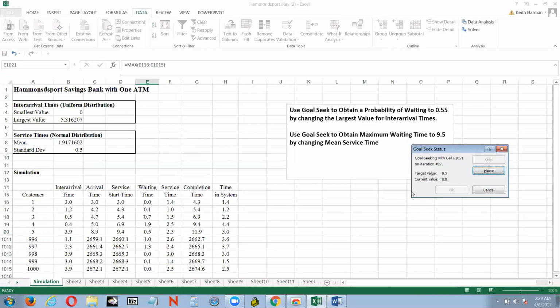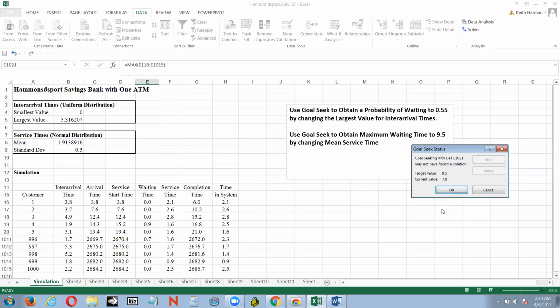I'll let it run through. You can see the iterations it's going to work through as it works through these random numbers. It stopped. And the target value is 9.5. The current value is 7.8. Now, we'll just stop at that. Now we can run it over and over, okay?